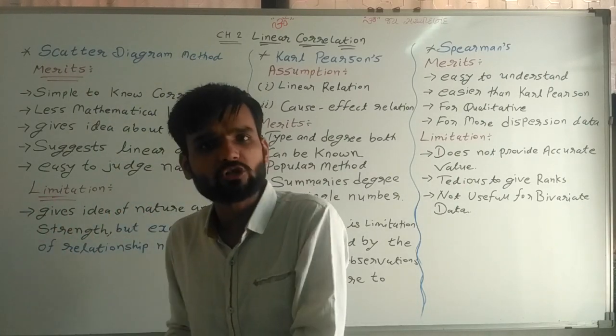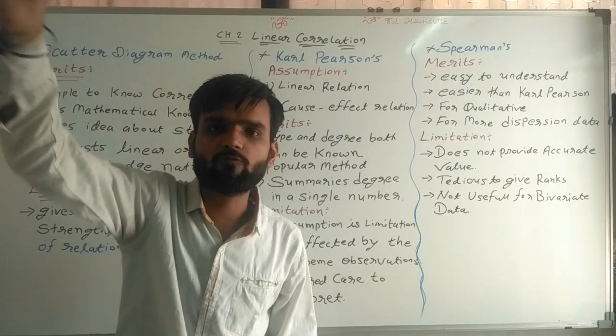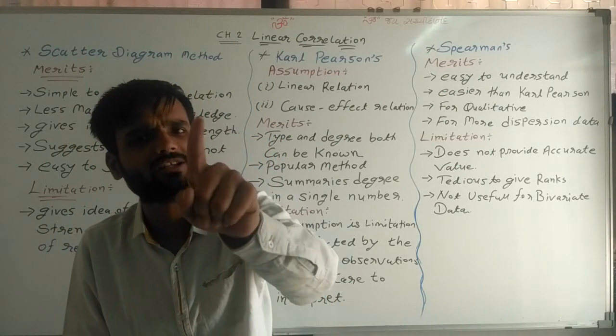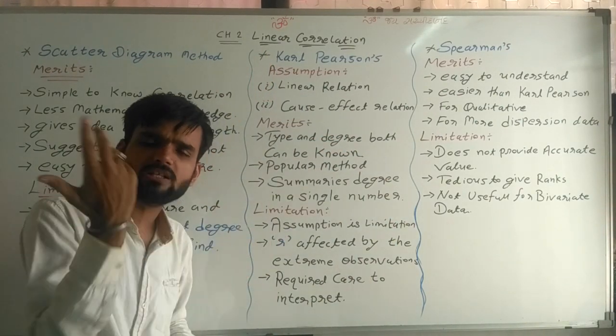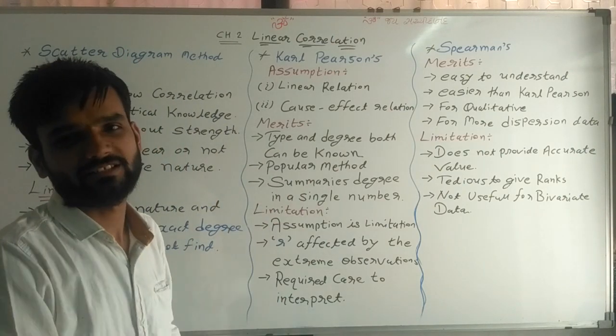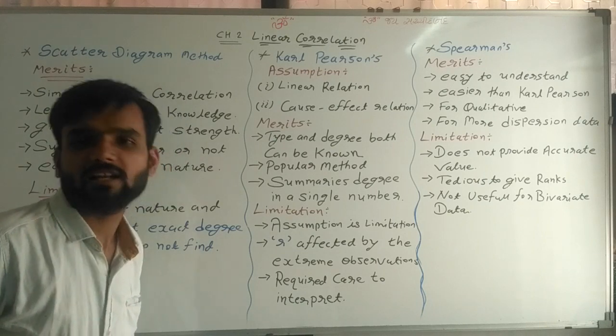Even in a 5 marker question, if they write, find correlation coefficient by using popular method, now which is the popular method? Only one method is popular to find correlation coefficient, Karl Pearson method. And that you need to find. So second merit is popular method.